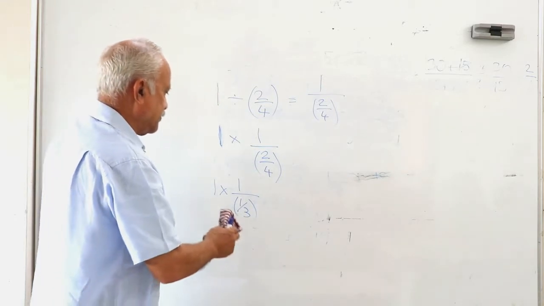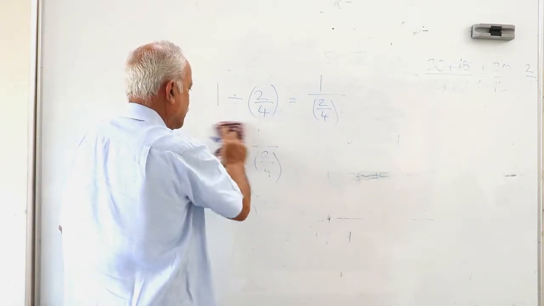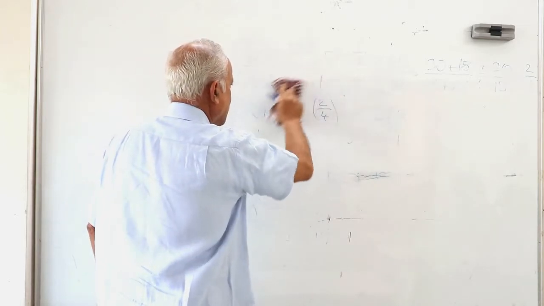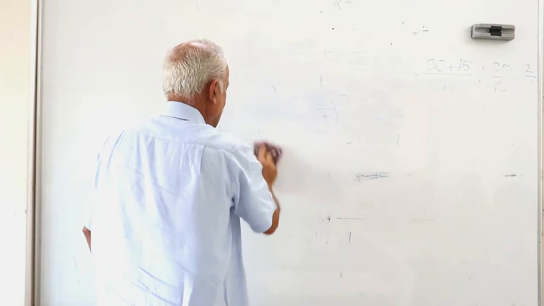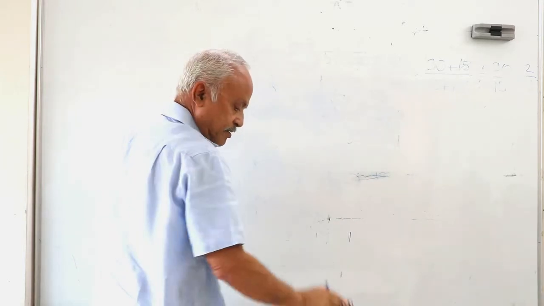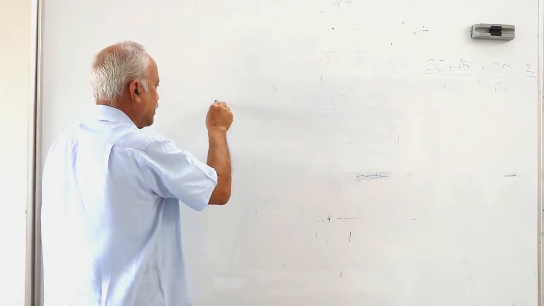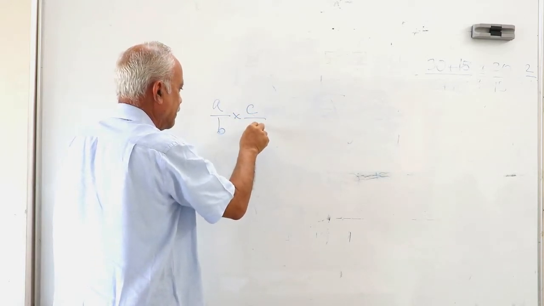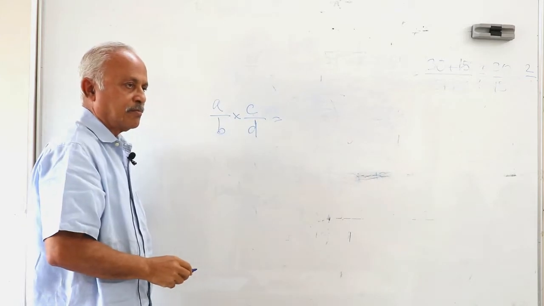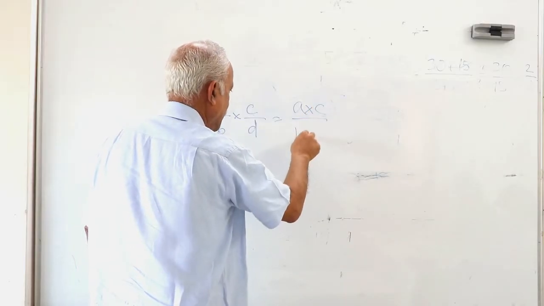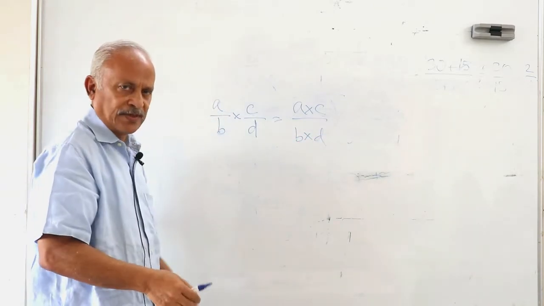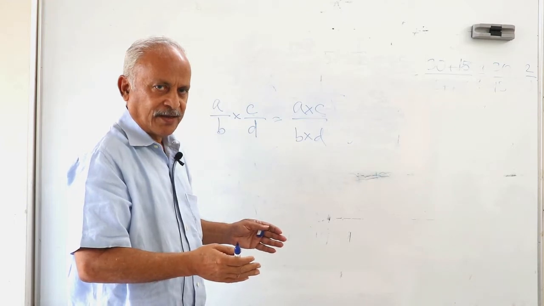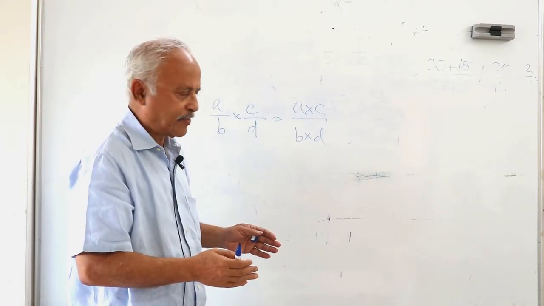Now, if you recall, when we did multiplication, we said that A upon B into C upon D is equal to A into C upon B into D. This is just revision. We had done that in our session on multiplication.